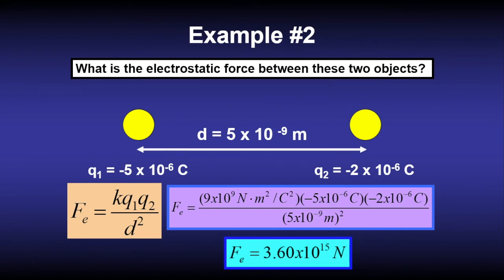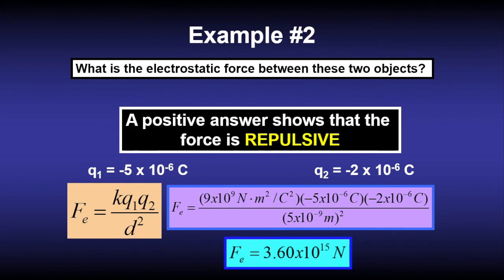This picture doesn't accurately reflect the distance because that distance is 10 to the negative 9th. So that's very, very, very, very close together. Like we said before, because these two charges are negative and because our force is positive, it means that they're going to repel each other.